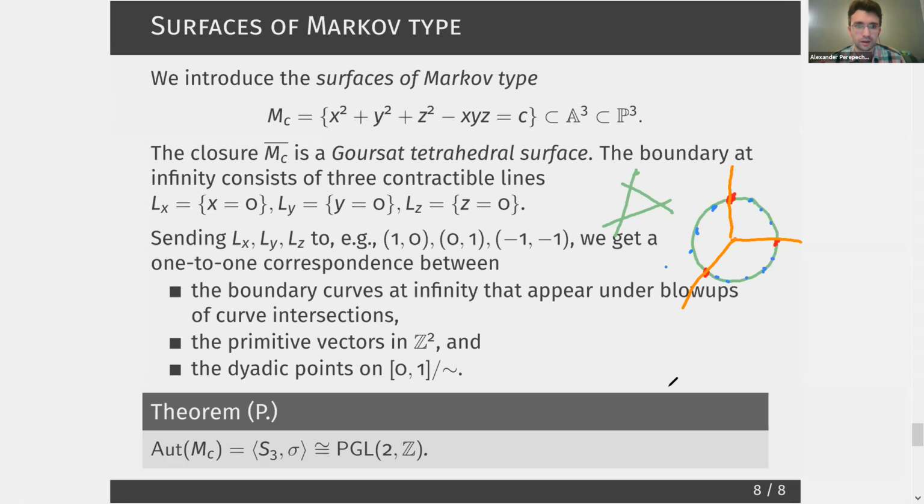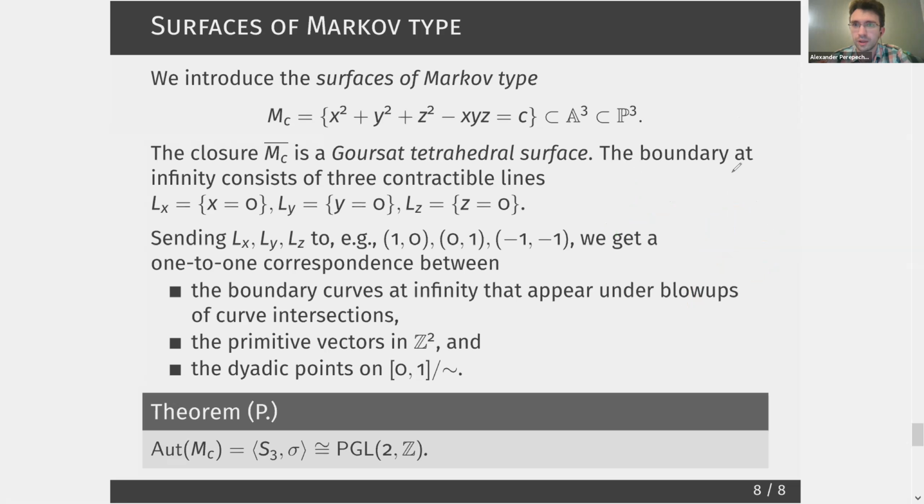I hope that these surfaces of Markov type might be useful for the uniqueness conjecture somehow, at some point. Well, I guess that's all.